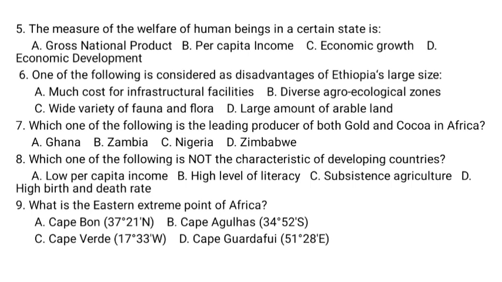Question number 7. Which one of the following is the leading producer of both gold and cacao in Africa? A. Ghana, B. Zambia, C. Nigeria, D. Zimbabwe. Question number 8. Which one of the following is not the characteristics of developing countries? A. Lower per capita income. B. High level of literacy. C. Subsistence agriculture. D. High birth and death rates.